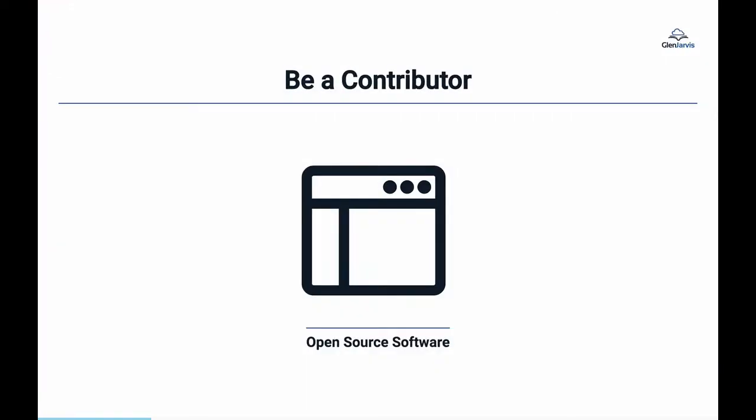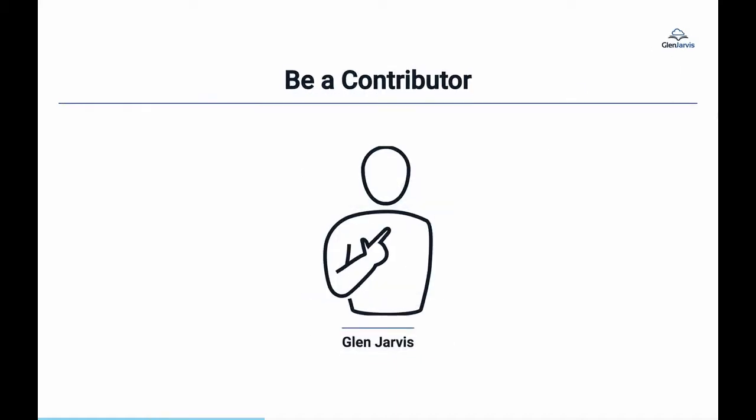So, you want to learn how to contribute to open source software or be a better contributor? Great. My name is Glenn Jarvis, and I'm a software programmer. I've worked for big companies such as IBM, Informix, UC Berkeley, and Sprint, and I've worked for small Silicon Valley startups that you probably haven't heard of.